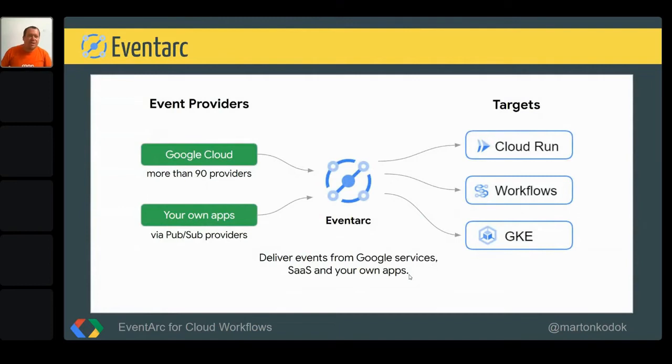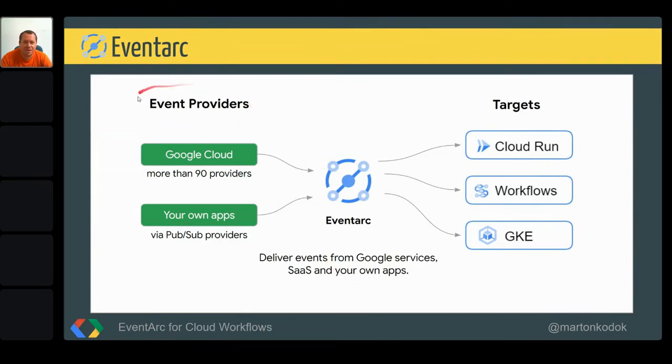So Eventarc is an observer system, and when it observes something, it emits, or has a trigger section of it. So it has an input and an output. If you need to give a name to the service, it delivers events from Google services, SaaS services, or your own apps as well. So anything which leaves a log can be used as a provider in the Eventarc system.